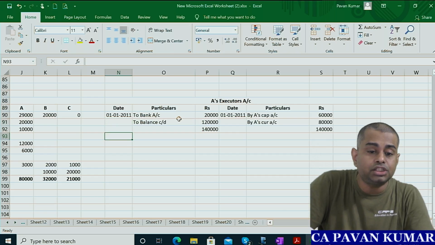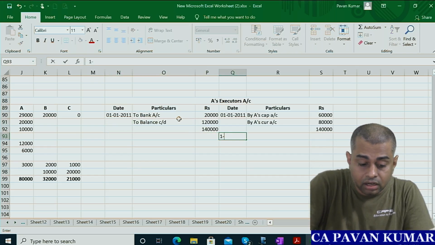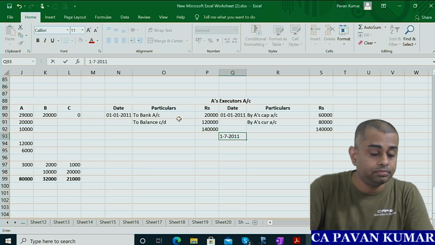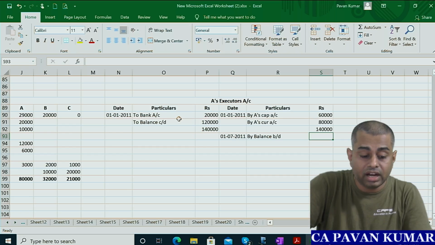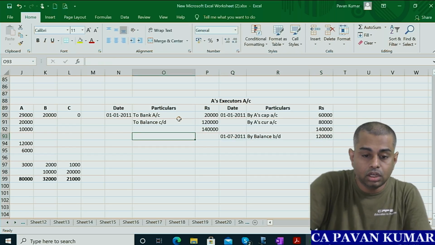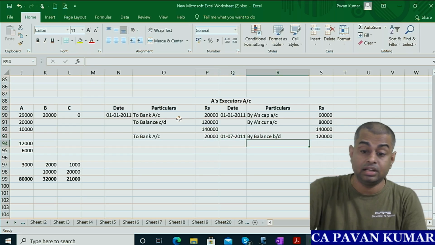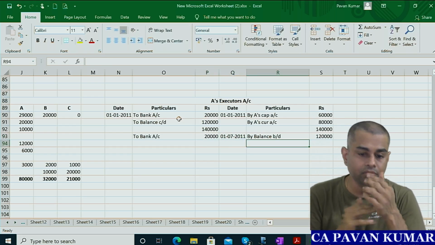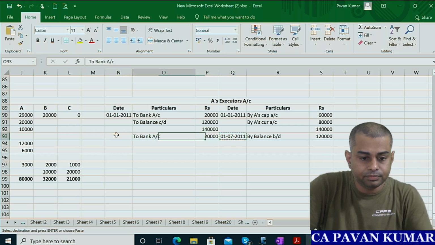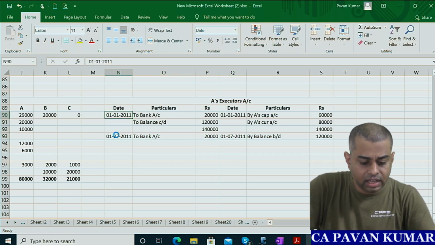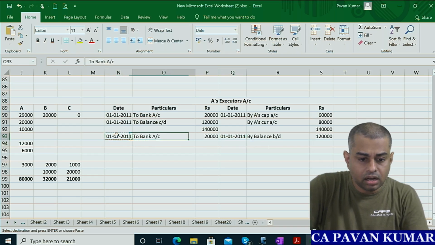So when will you pay the next installment? Next installment is 1/7/2011. By balance brought down 1,20,000, to bank 20,000. Correct? But you need to pay interest now. Okay. So this is 1/7/2011. If you want, you can put the date here, same date, and here also you can put the same date. Here next date will come.